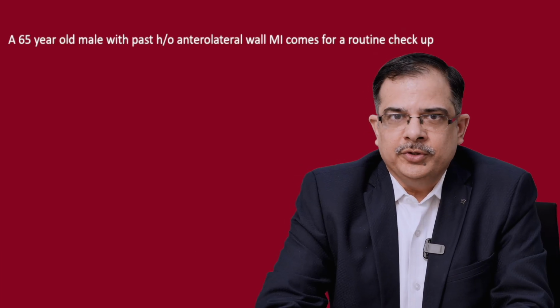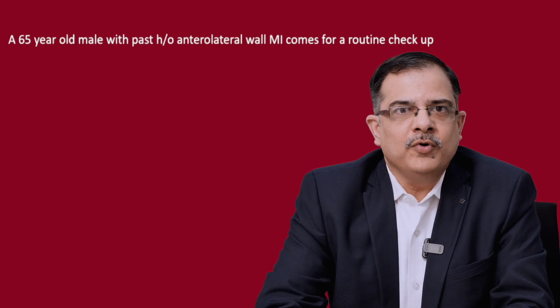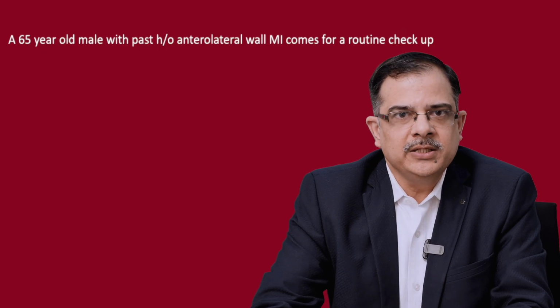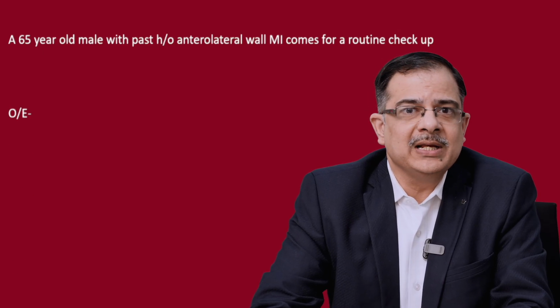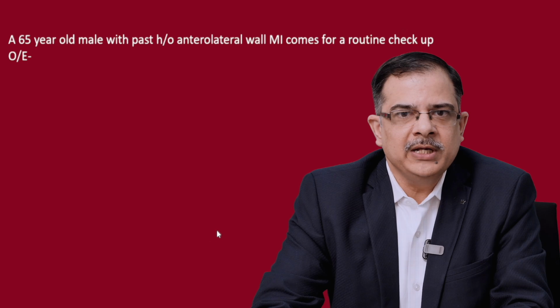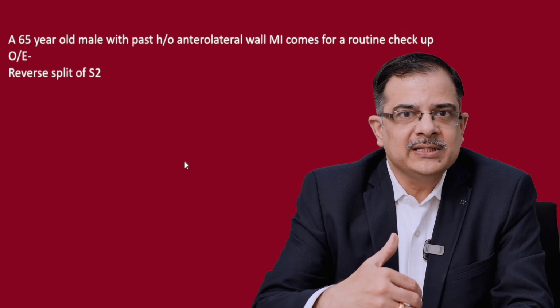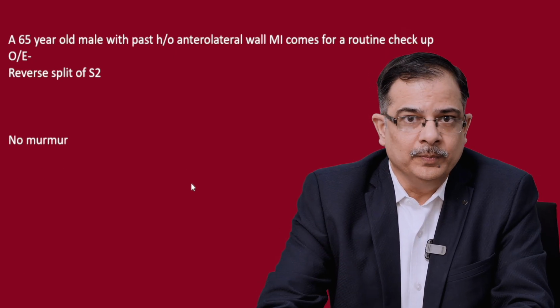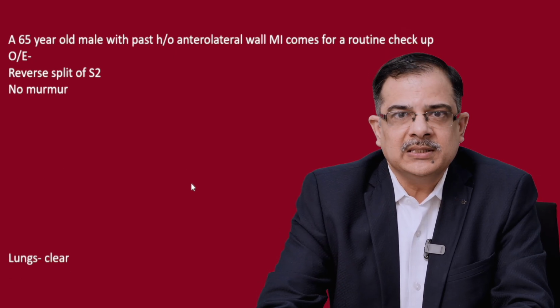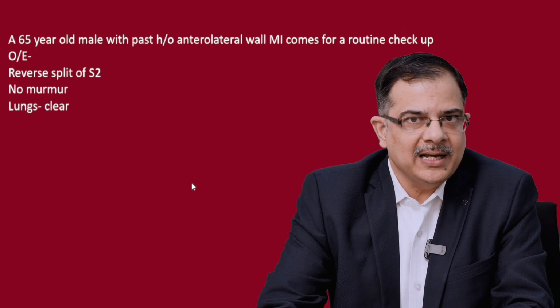A 65-year-old male with a history of anterolateral wall MI comes for a routine checkup. Now the patient had a past history, but is asymptomatic presently. Whenever it is a routine health checkup, it means an asymptomatic patient. So there is a reverse split of S2. Reverse split of S2 means A2 is coming later than P2. No murmurs are heard, lungs are clear, so there is no heart failure as such.